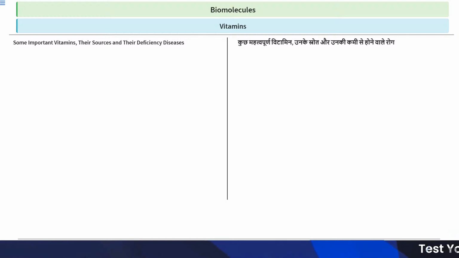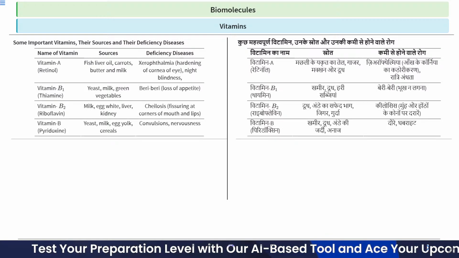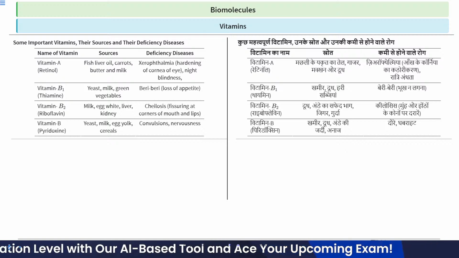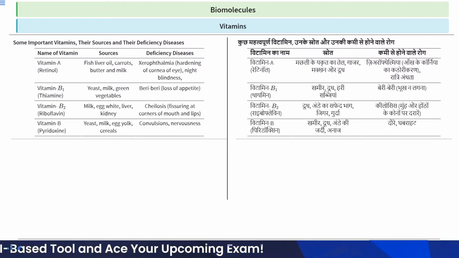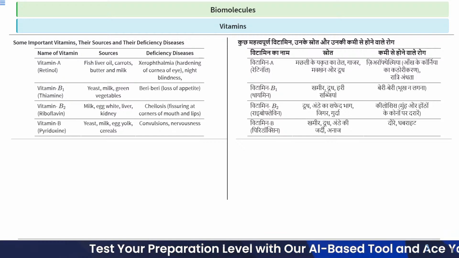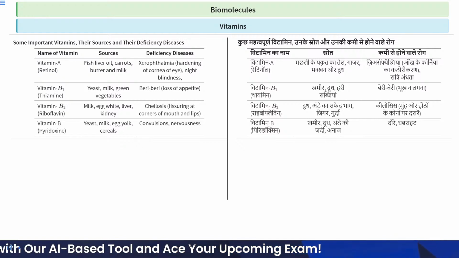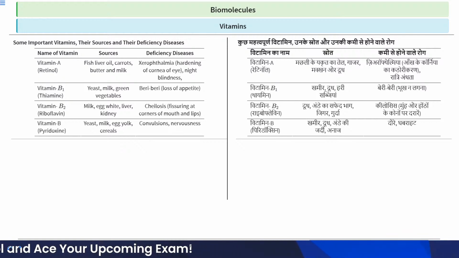Some important vitamins, their sources and their deficiency diseases are as follows. We have a table in which 3 columns are present. First one is the name of the vitamin, second one is sources, and the third one is deficiency disease. The vitamin is vitamin A, retinol. The sources of vitamin A are fish liver oil, carrots, butter and milk. A deficiency of vitamin A will cause xerophthalmia, which is hardening of the cornea of the eye, and night blindness.